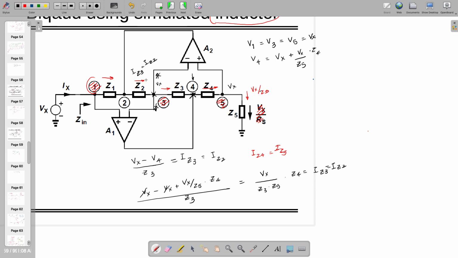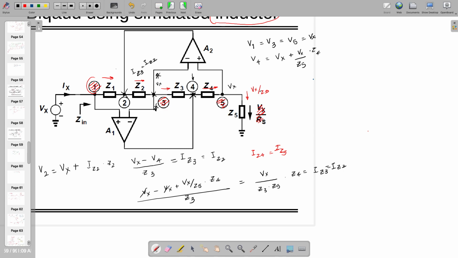If I know the current from these two, I can find out what is V2. V2 is what? By the way, V2 is equal to Vx. Directly you can see here it's Vx plus IZ2 times Z2. So you can replace IZ2 from here and you can find out V2.